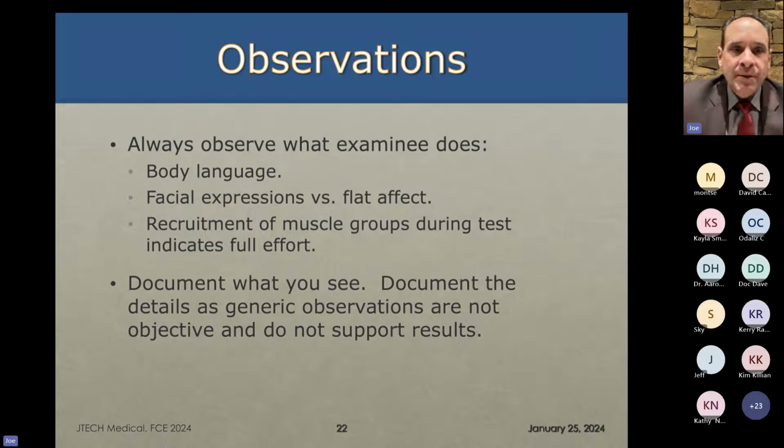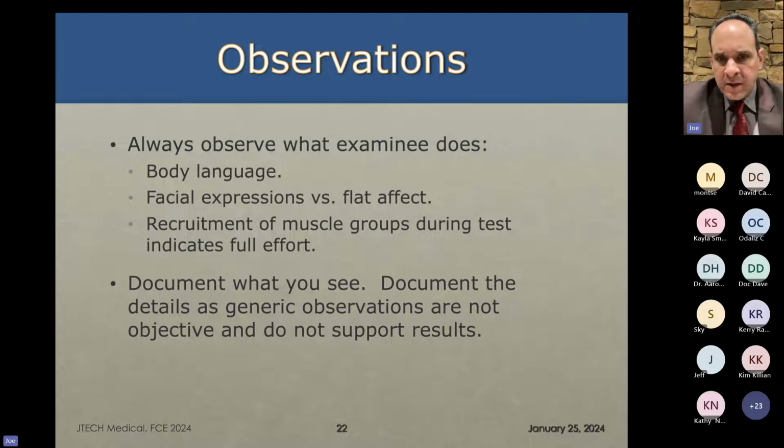All right, so we're always observing the patient during the FCE, right? So we're observing body language, facial expressions, recruitment of muscle groups during the test to help support full effort. But I want to just highlight, document what you see. I see a lot of FCEs where they just click a box saying mechanics changed or pain response seen. Like, that really means nothing in the objective sense.